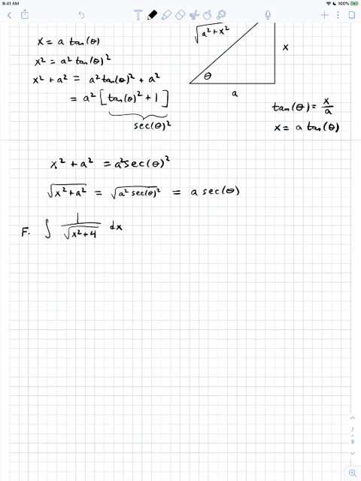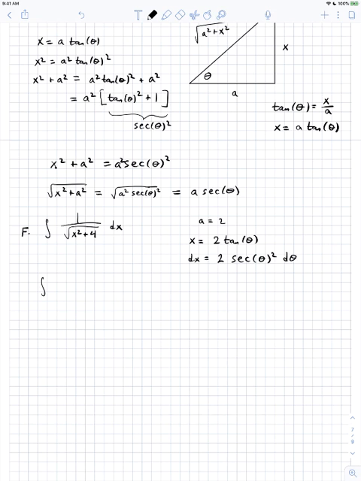So in this case, our a is equal to 2. So a is equal to 2. So your x is going to be 2 times tangent theta. And then dx is going to be 2 times the derivative of tangent, which is secant squared d theta. So what we can do now is plug this all into our integral.